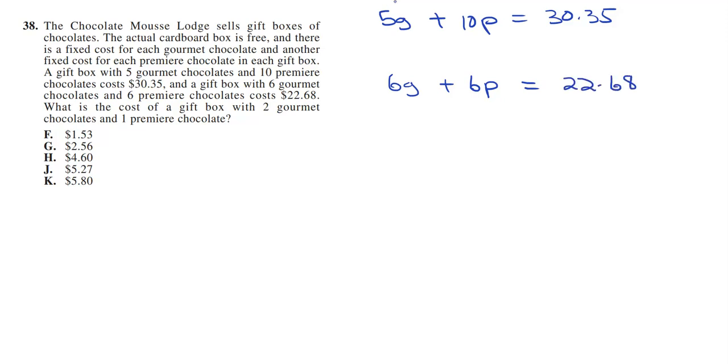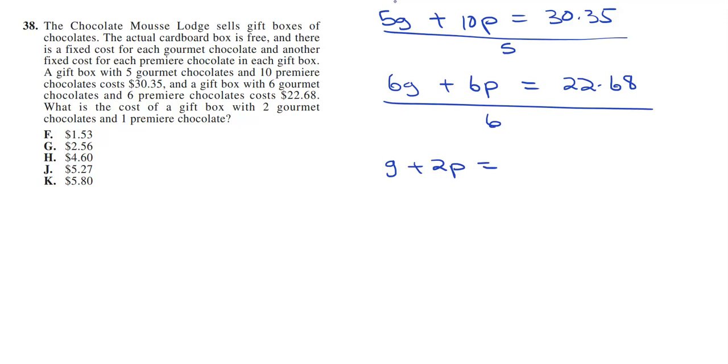Now, this is the ACT. I know you're allowed to use a calculator, but I always like to simplify equations. So I'm going to divide this whole thing here by 5, and then divide this whole thing here by 6. They are common factors. So we have G plus 2P equal to 6.07, and then we have G plus P equal to 3.78.